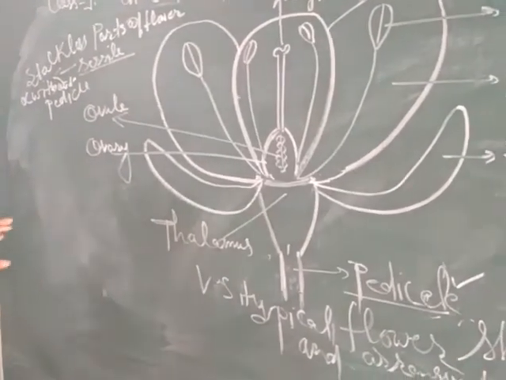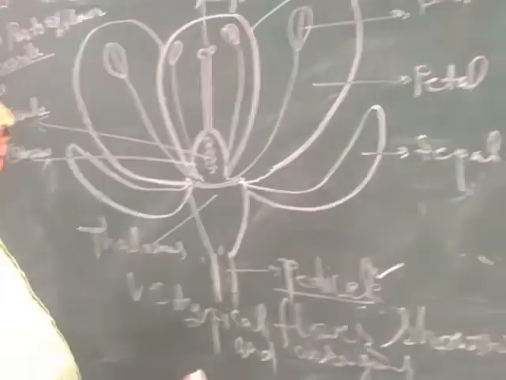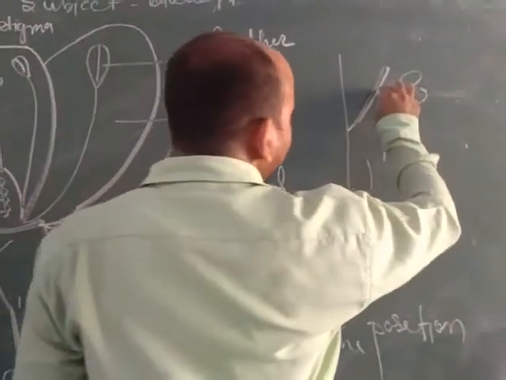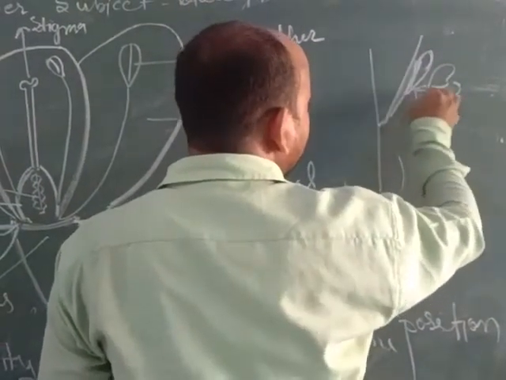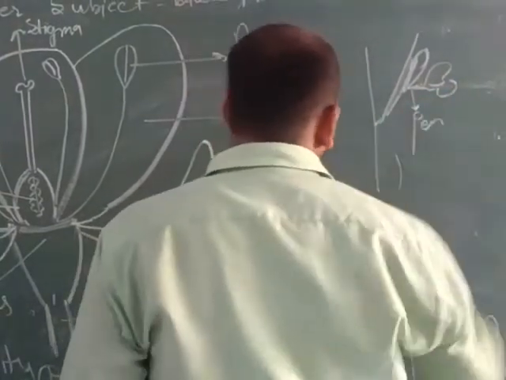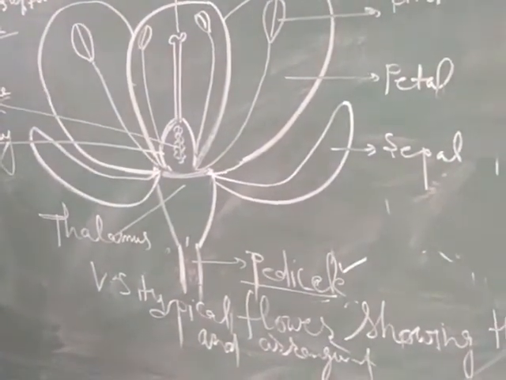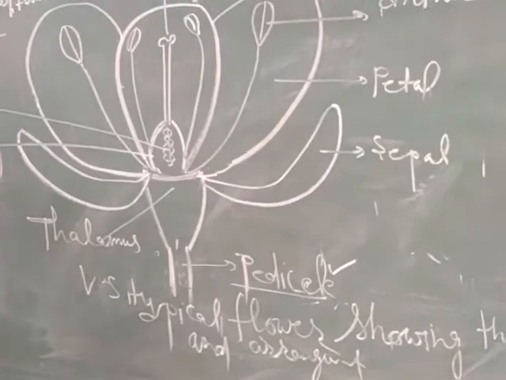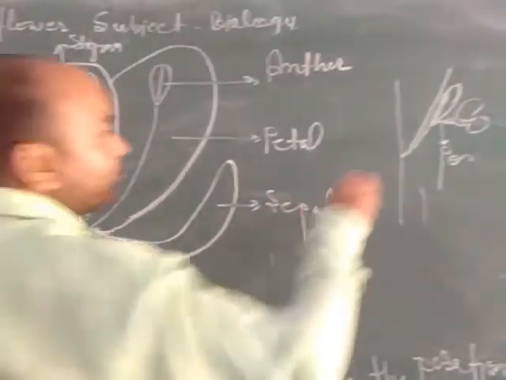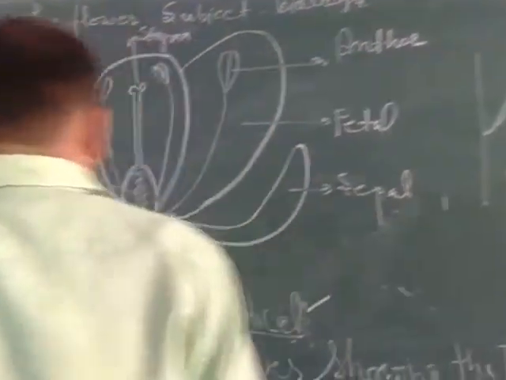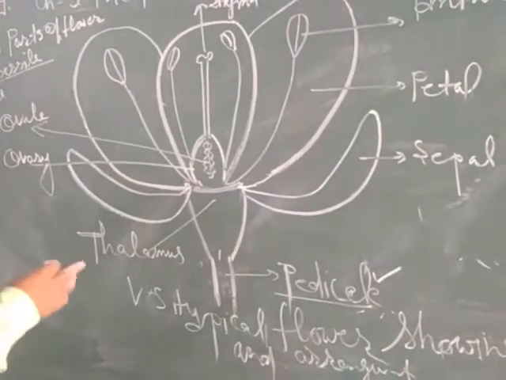Next, the pedicel may arise from the axis of a leaf. This is a branch, this is a leaf, and from here the pedicel arises. Then it is called a bracteate flower, and this leaf is called bract. If it does not arise from the base of the flower, it is called ebracteate.